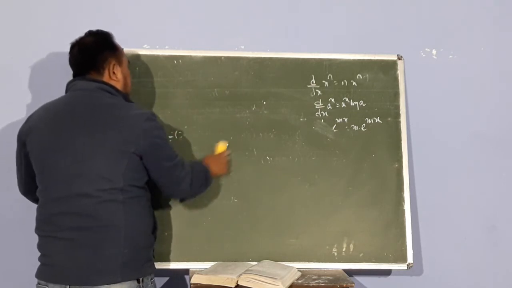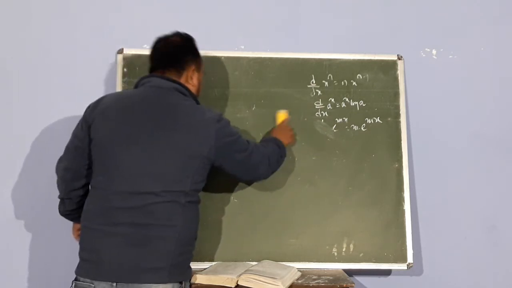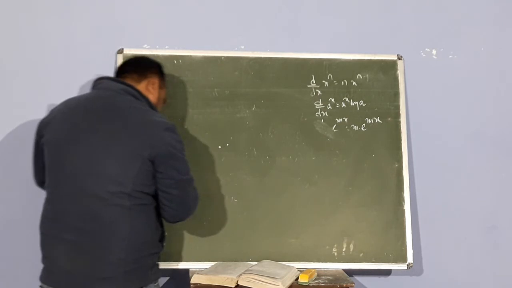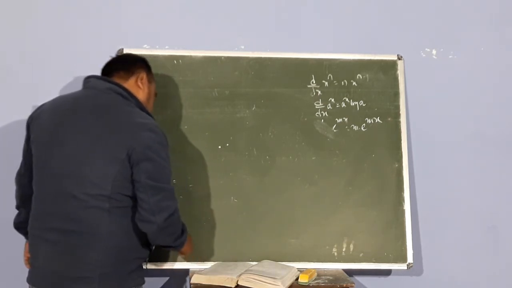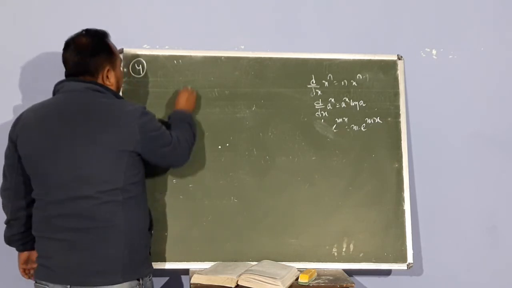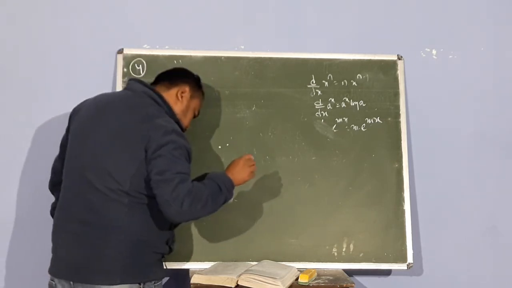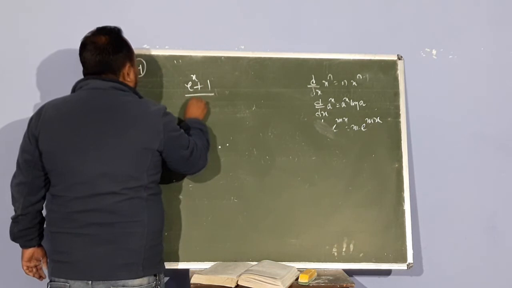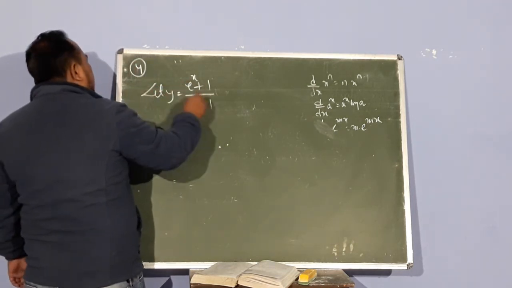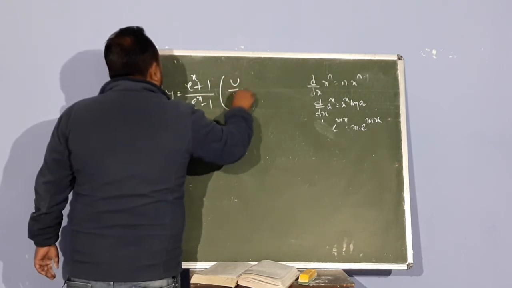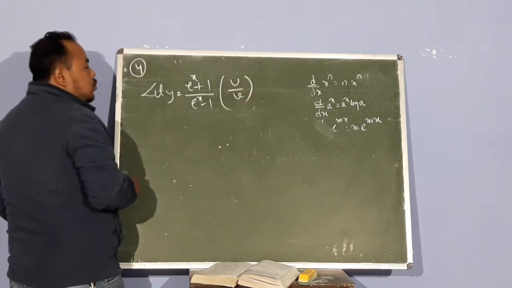Next up we are going to learn quotient rule. Question number 4, subdivision 4, it's e to the power x plus 1 divided by e to the power x minus 1. So you start by writing let y equal to this. So this is quotient rule, u by v. So how do you apply this quotient rule?